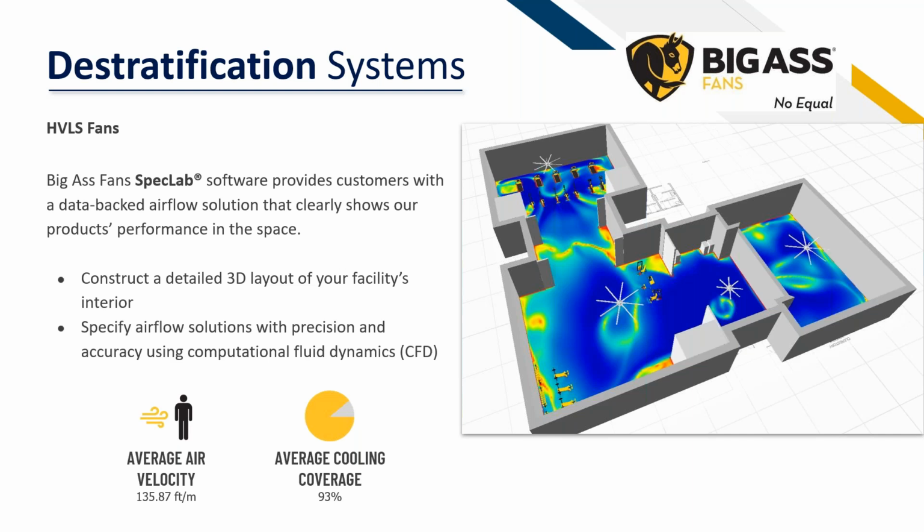We can put obstructions in the area. So this one we're actually looking at here is a gymnasium, or like a workout gym. We can place Big Ass Fans in the model and then run it, and you will get a detailed 3D layout with some CFD analysis to see how they will impact your space. And we'll give you an average air velocity as well as an average cooling effect with that extra airspeed in the space.